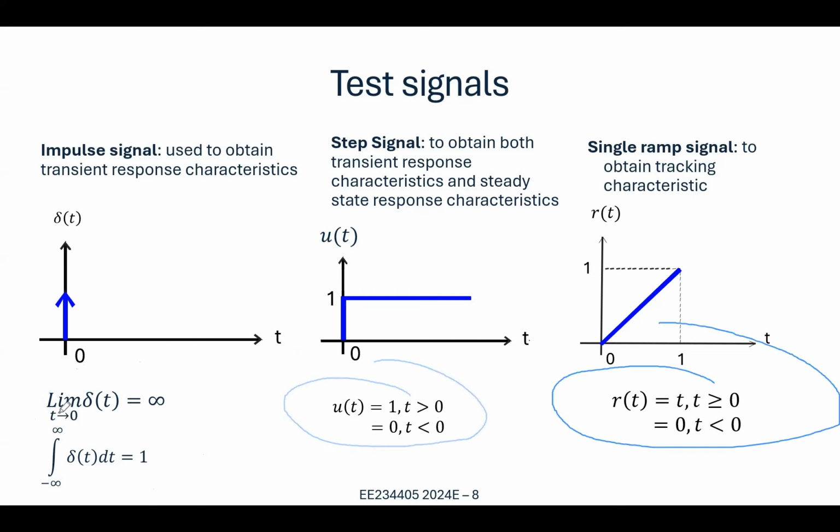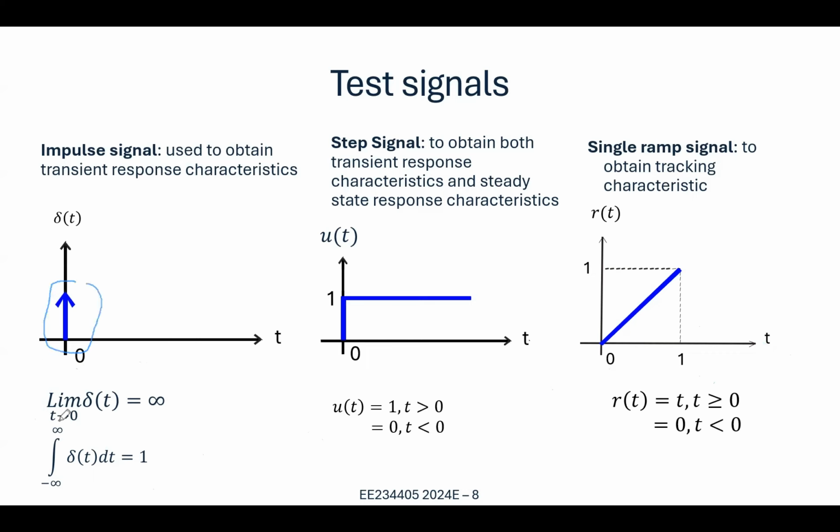So in the impulse signal, we have only a non-zero value at time 0, which is actually, the limit of this is infinity. But I think practically we use the value 1 here. And the integral of this from minus infinity to infinity is 1. So that would be the impulse signal.